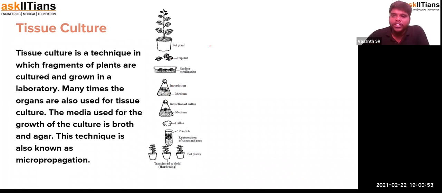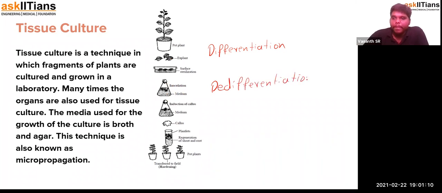We need to understand three things over here: differentiation, de-differentiation, and re-differentiation. I hope you all understand what I'm trying to say, because I'm writing them down for you so that you will not get confused.